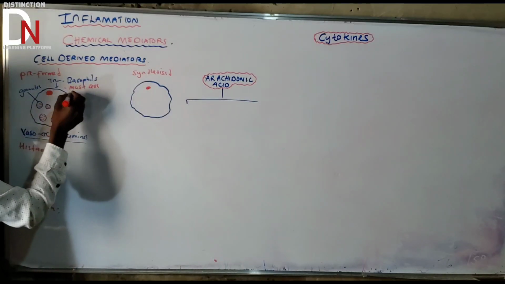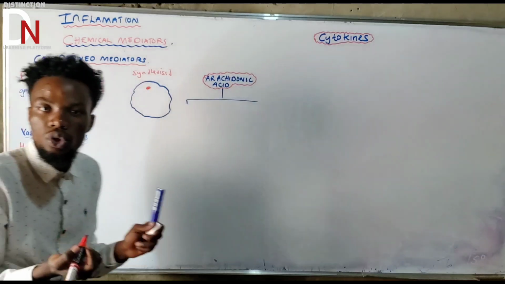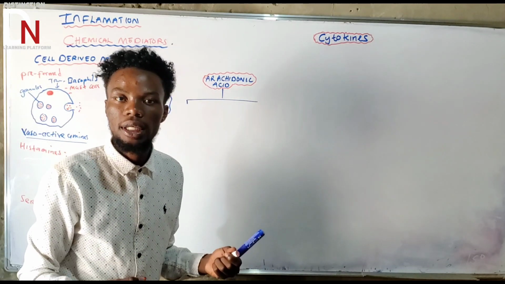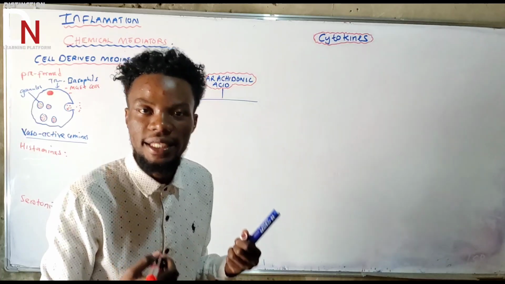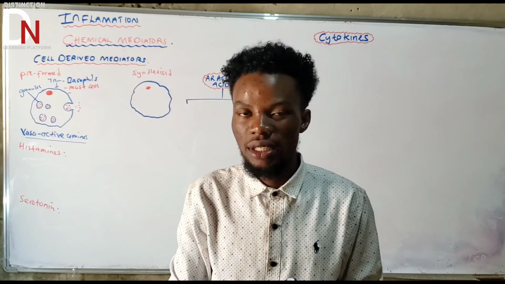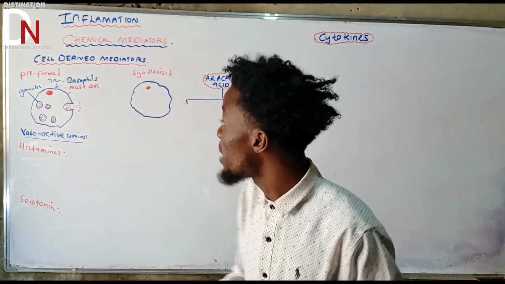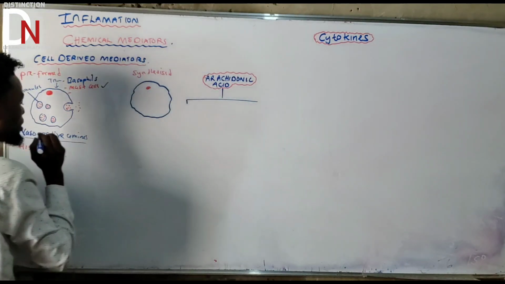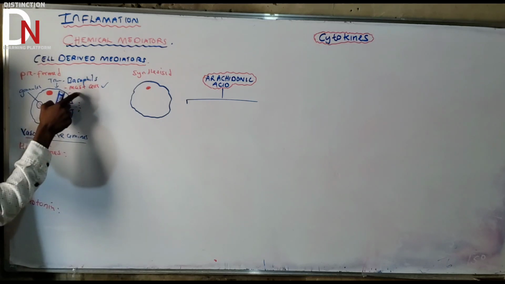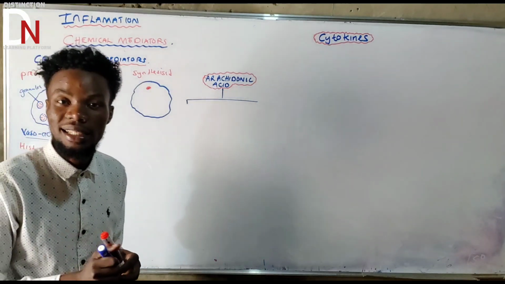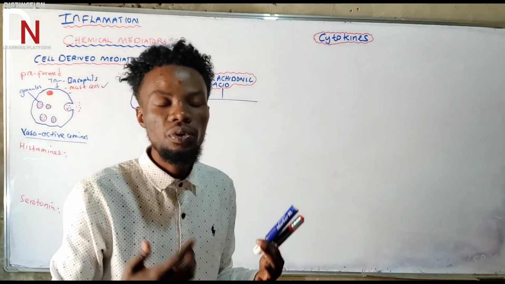What else apart from that? It can also be neutrophils. It can also be endothelial cells. A lot of types of cells can release histamine. But if we talk about histamine, the major important cell that can release histamine is the mast cell. Make sure you know that if you are talking about histamine, it's the mast cell that's going to release massive amounts of histamine.